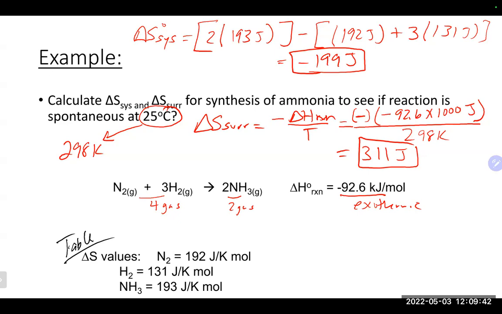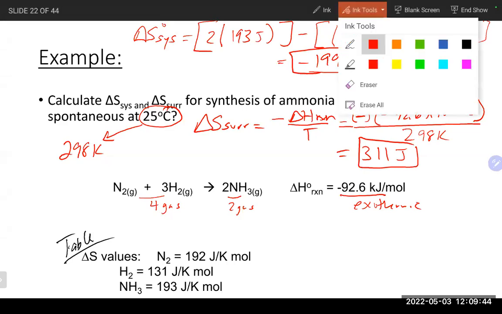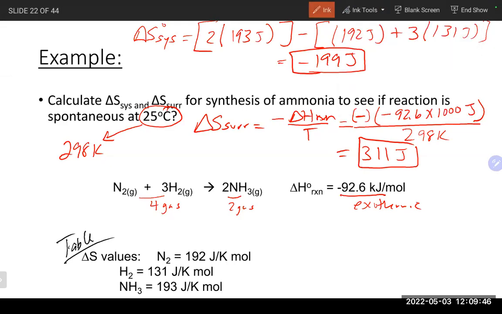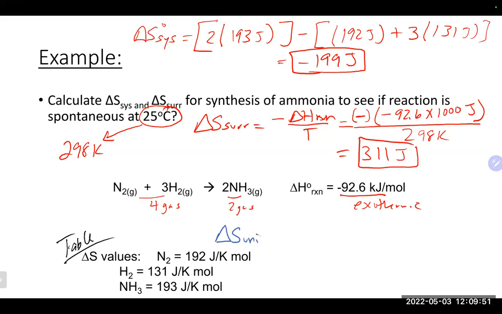Now, to get to the part of whether or not it is spontaneous, we have basically everything we need here. We just need to add them together. So the delta S of the universe here will be our minus 199 joules plus our 311 joules. Once again, because I did the conversion earlier, I'm good on units. If you left yours in kilojoules, you do need to do a conversion at this point to get everybody to the same units. So minus 199 plus 311 looks like 112 left over there.